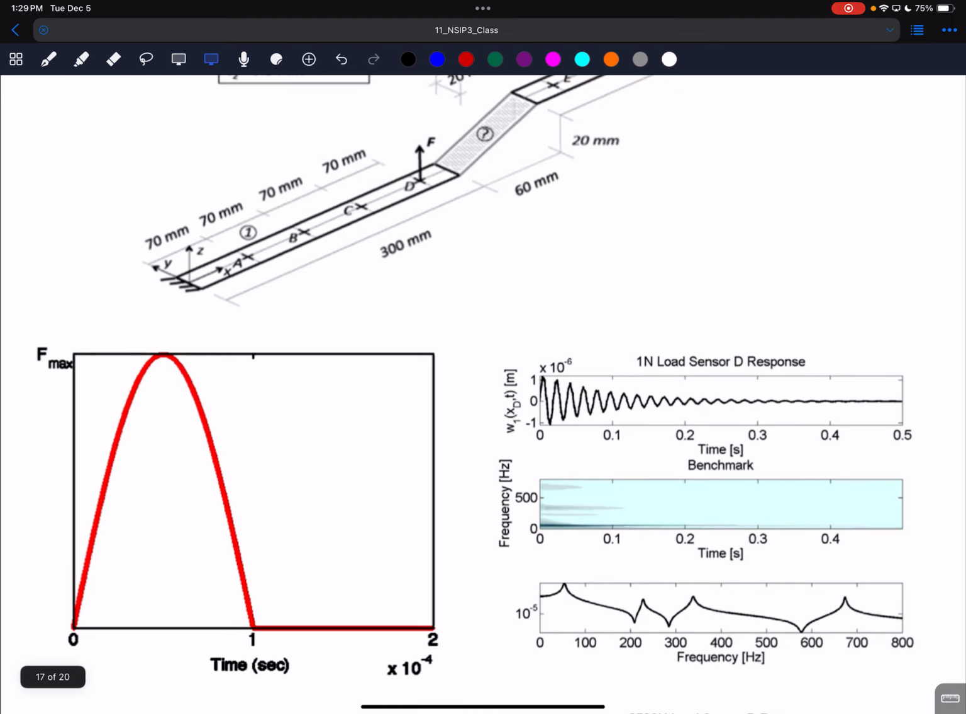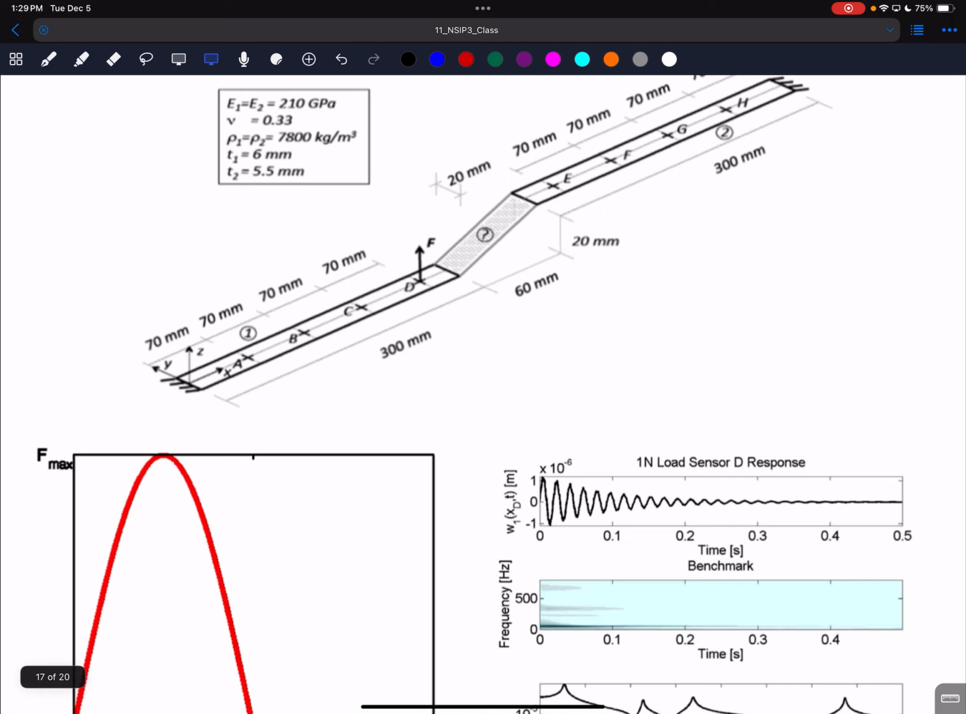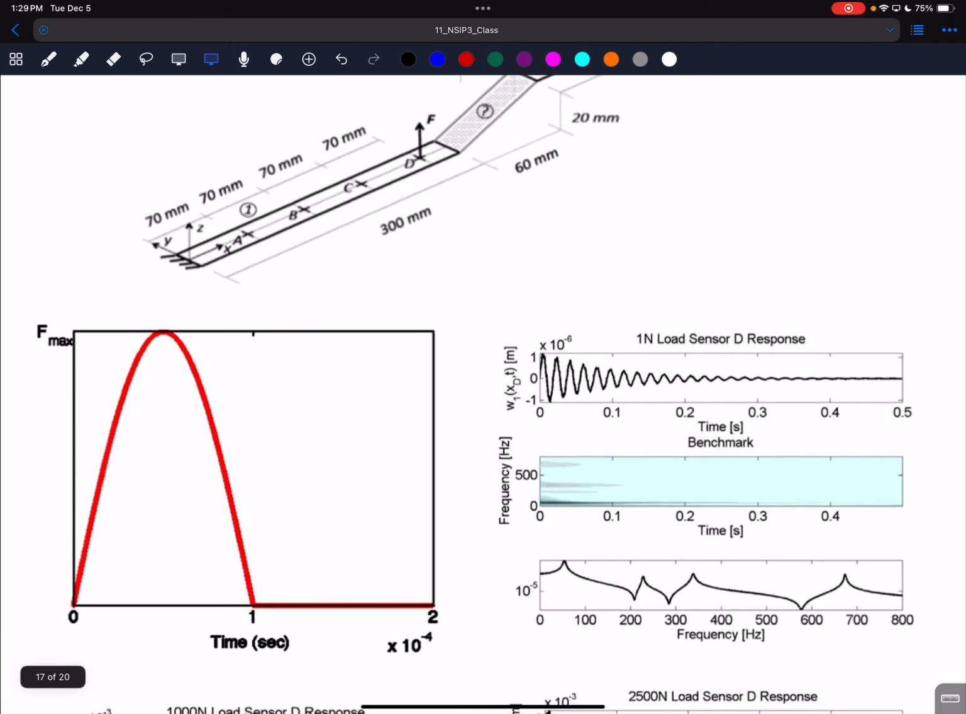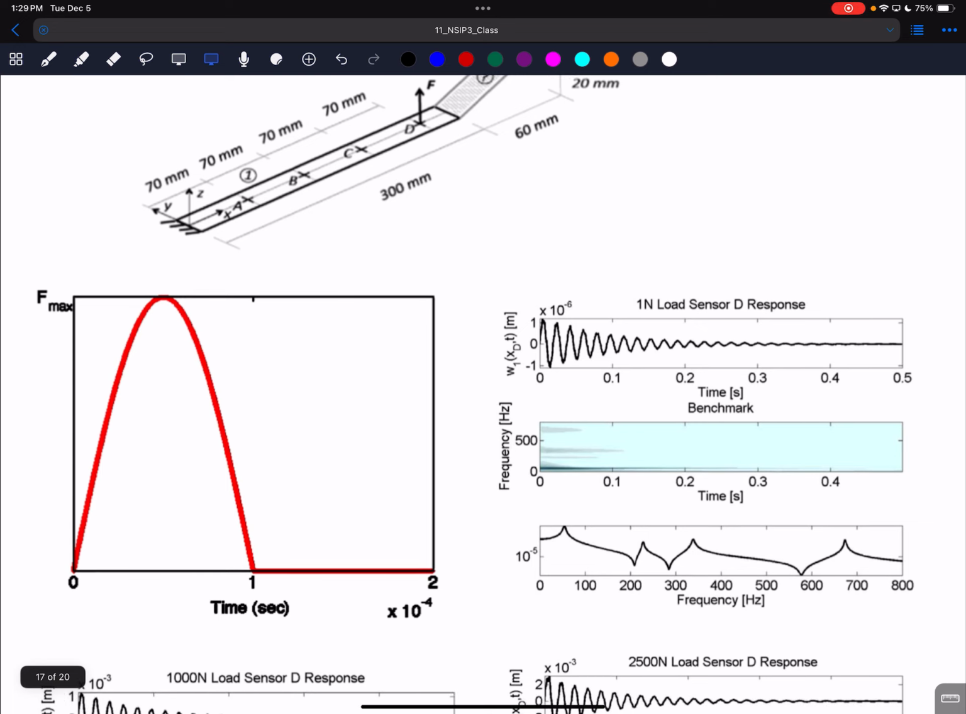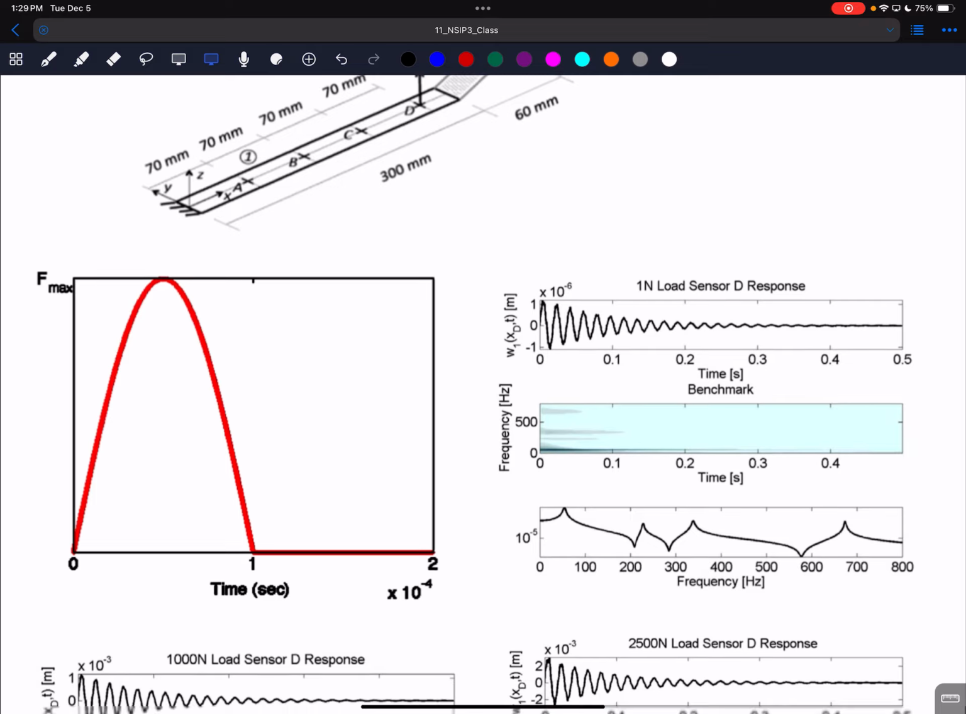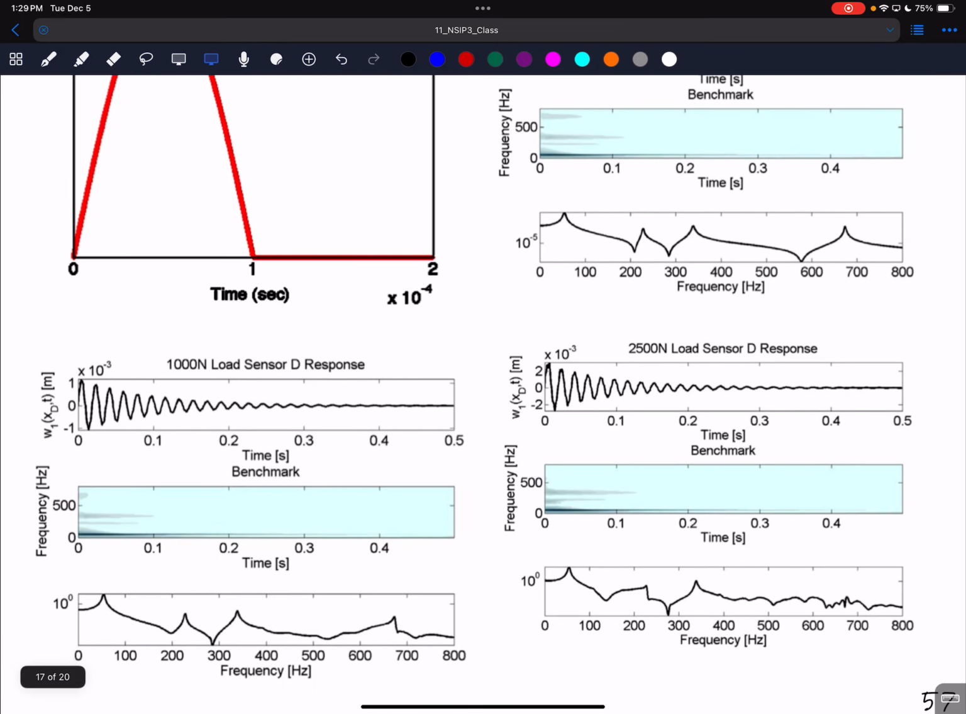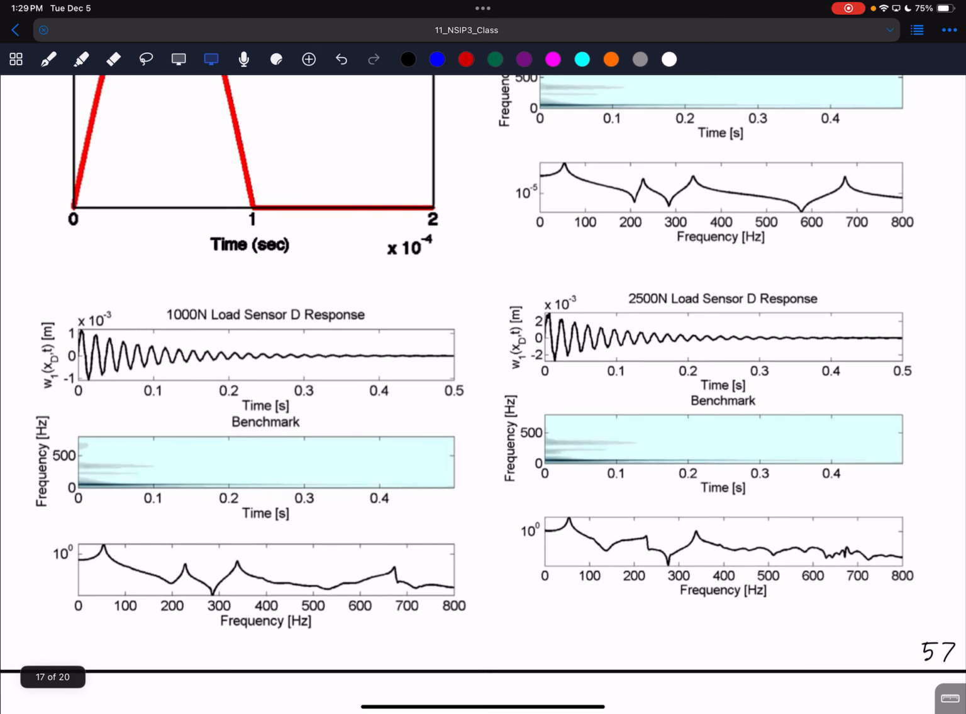Again, we're applying that at location D, and then we're measuring at A, B, C, D, E, F, G, H. What I'm showing here is the displacement, wavelet transform, and FFT of the response at sensor location D. This is for 1 Newton, so very linear. For 1,000 newtons, it's still pretty linear. And then for 2,500 newtons, it starts to become somewhat nonlinear.